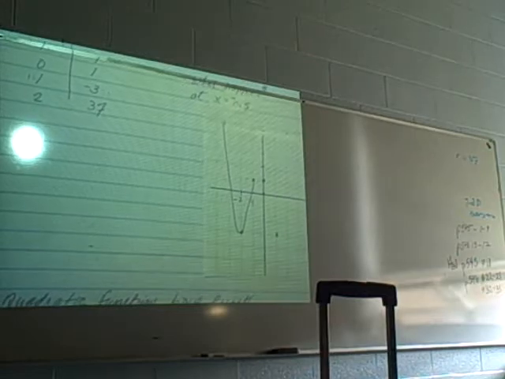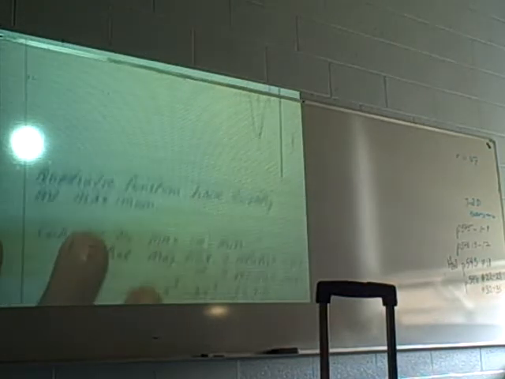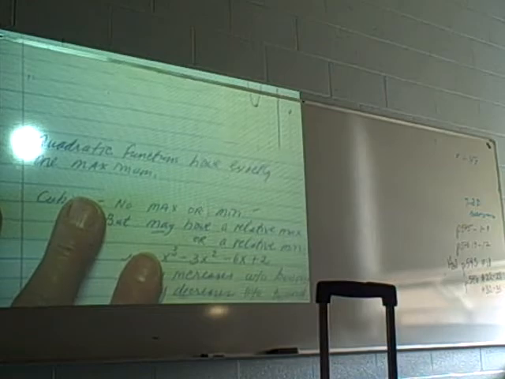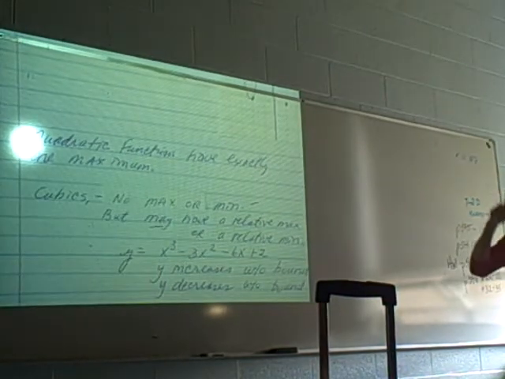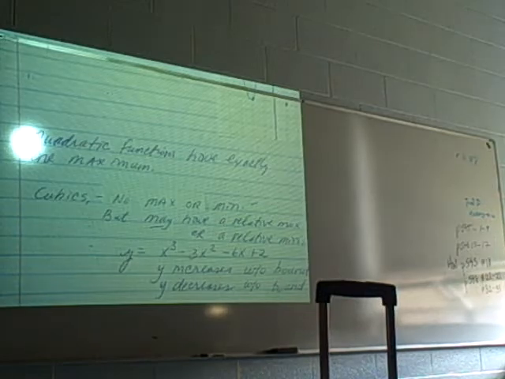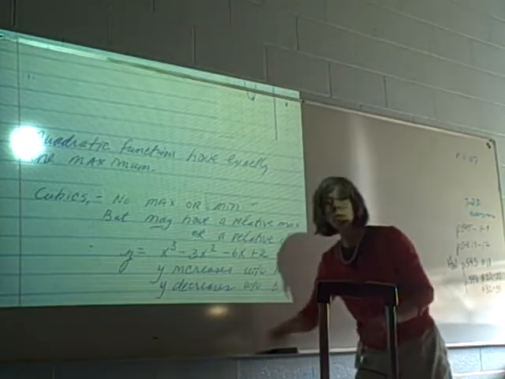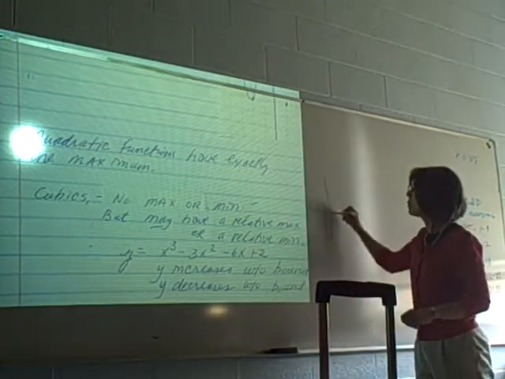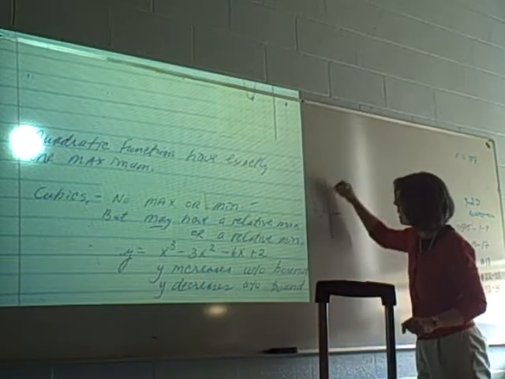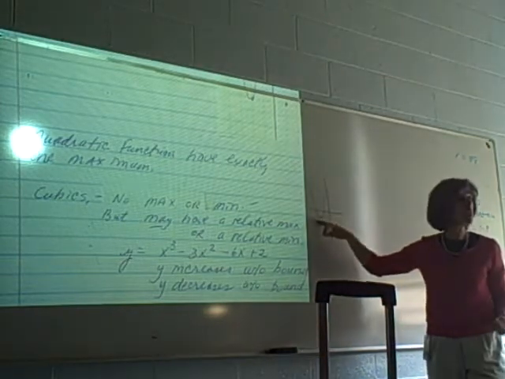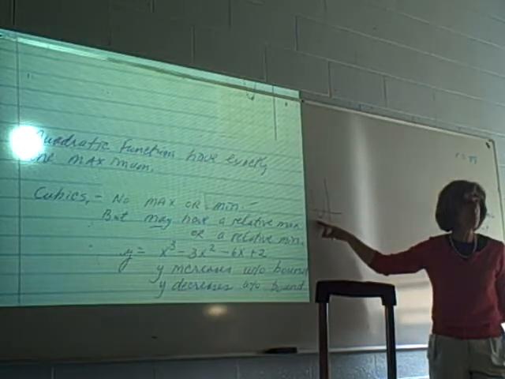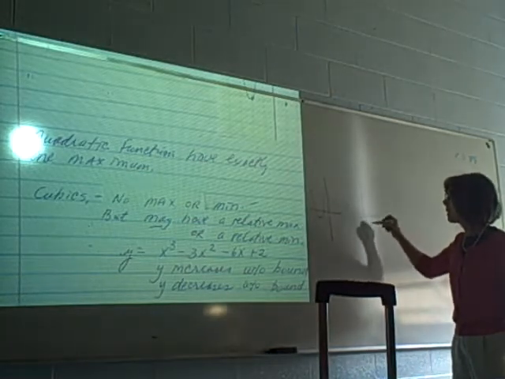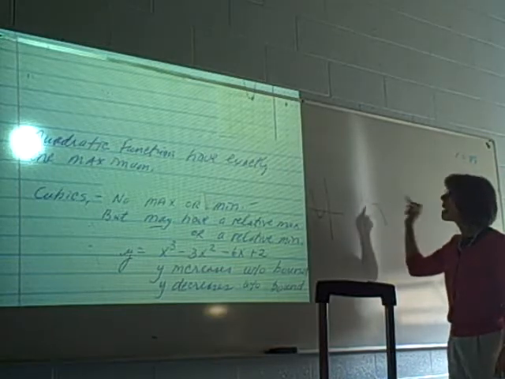Information that we're going to be talking about. And this is what I do want you to know. So quadratic functions have exactly one max or minimum, right? Why does a quadratic have exactly one? It's a parabola. There's only one place, so we know that there is an absolute minimum, or we could have an absolute maximum.